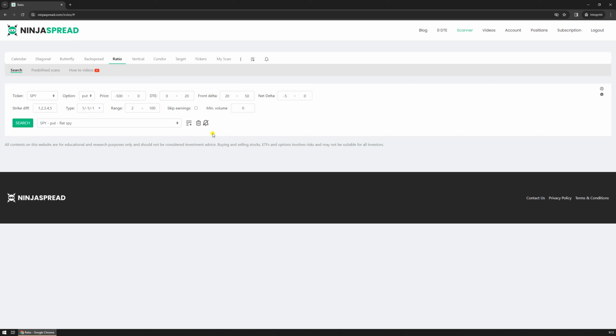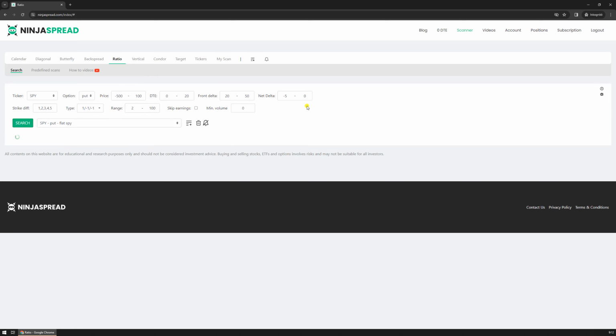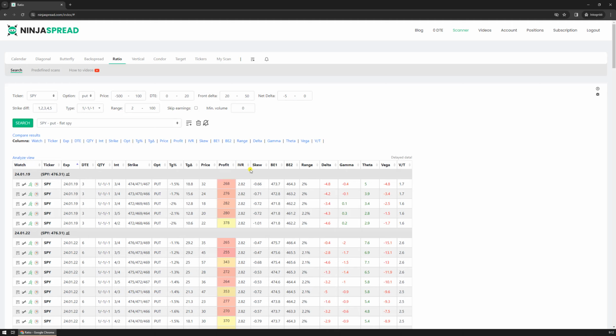So for example, if you want to be alerted for this type of scenario, you can always save it and click on the alert button, and NinjaSpread will notify you whenever it finds something similar or exactly this on the market every 5 minutes. So right now we have not found anything for a credit which has a negative delta.